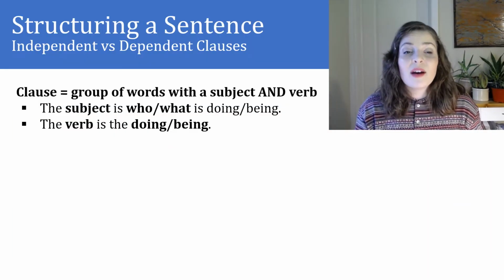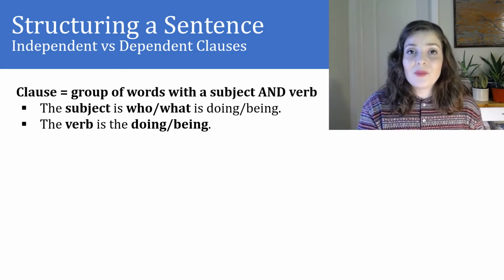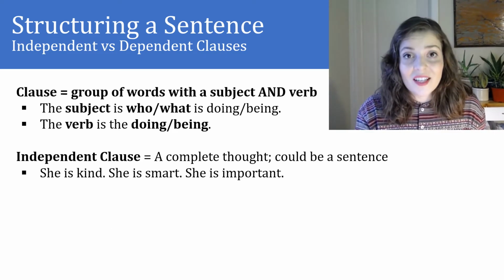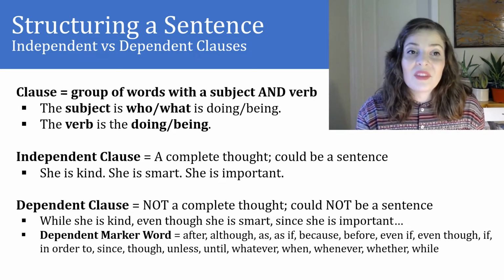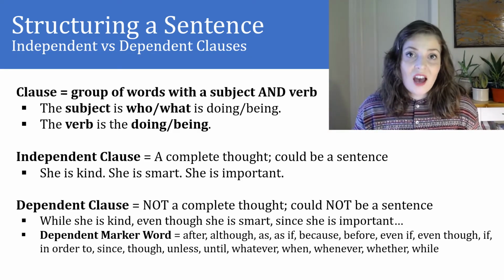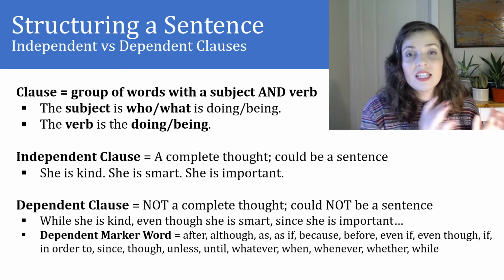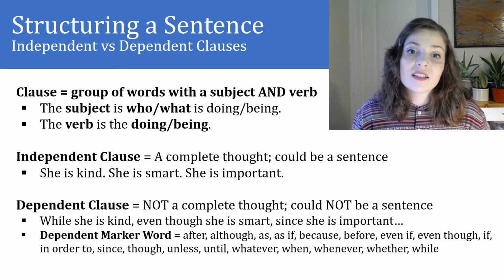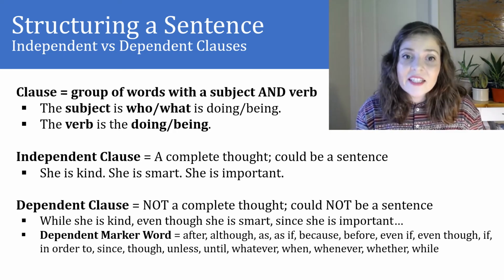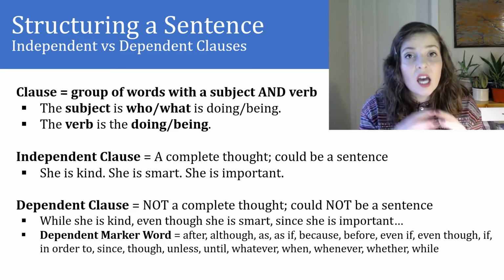Now that we've thought about how we want our main points to be structured, and we've thought about how our paragraph should be structured, we need to structure the sentences that are in that main point. So there are two key parts of a sentence that I want to talk to you all about today, and those are the independent and the dependent clauses. So a clause is a group of words that has both a subject and a verb.